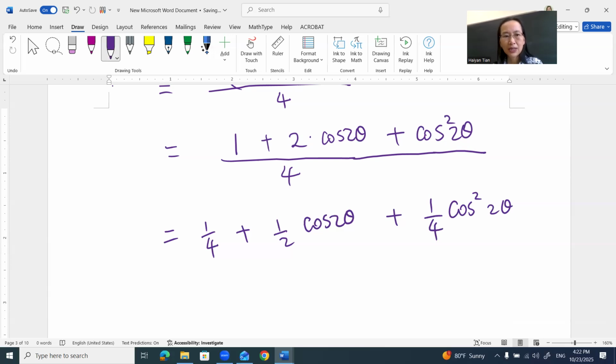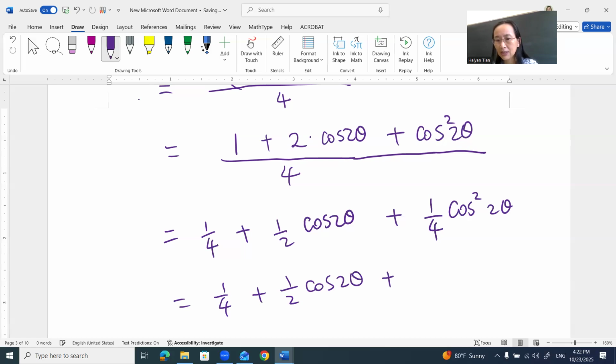So we have 3 terms. Then we know what to focus on. Focus on the last term, because it is still a second power, and we don't want that. We want to reduce everything to the first power. So again, let's use the power reducing formula. Right now we keep everything else. We don't worry about 1/4. We don't worry about the second term, which is half of cosine 2 theta.